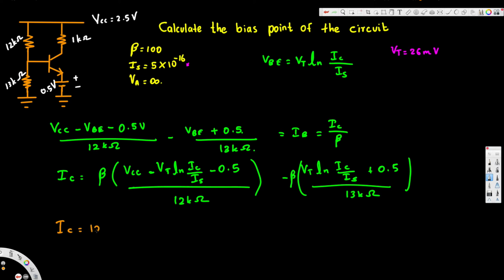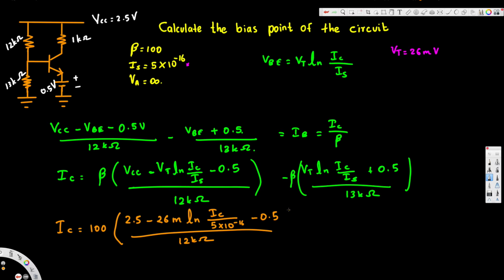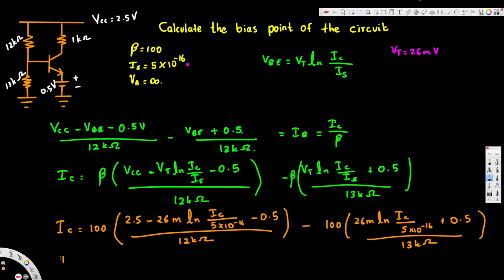IC is equal to beta, which is 100, and VCC is 2.5 voltage. 2.5 minus VT, which is 26 millivoltage, ln of IC over IS, where IS is 5 times 10 to the power of minus 16 ampere, minus 0.5 divided by 12k ohm resistance, minus beta is 100 and VT is 26 millivoltage, and ln IC over IS is 5 times 10 to the power of minus 16, plus 0.5 divided by 13 kilo ohm resistor. And here if we solve for IC, that's equivalent to 1.01 milliampere. Okay, milliampere. And now we have solved for IC.